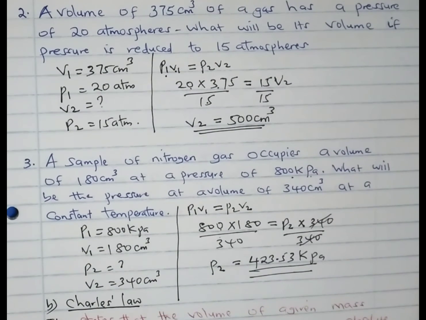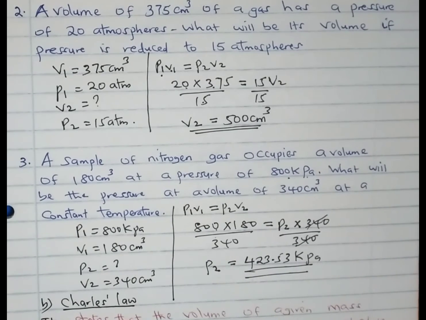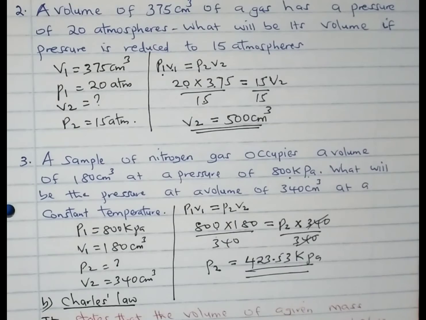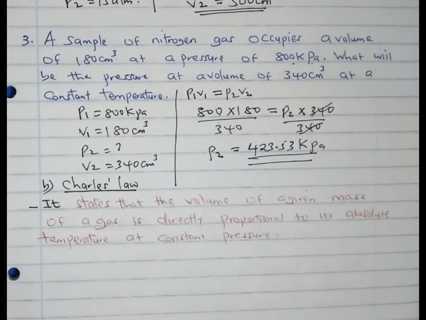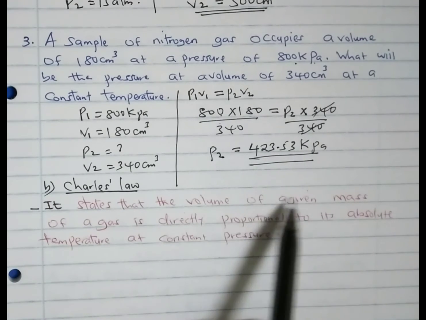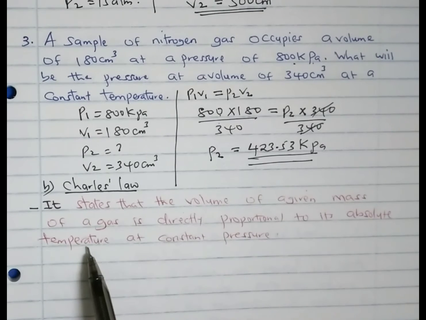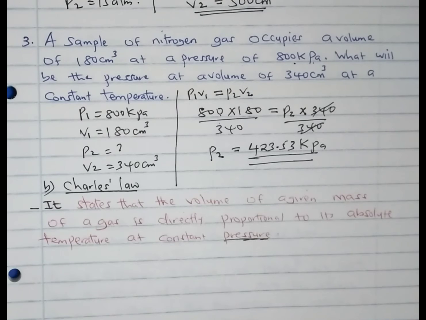We move down to the second law, which explains the behavior of gases under different conditions of temperature, volume, and pressure, which is Charles' law. According to Charles' law, the volume of a given mass of a gas is directly proportional to its absolute temperature when pressure is kept constant.